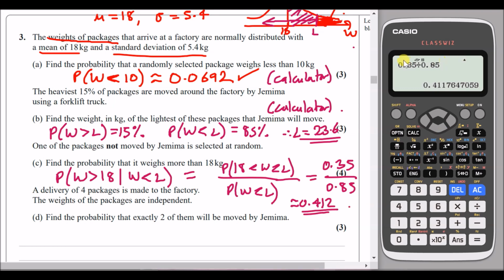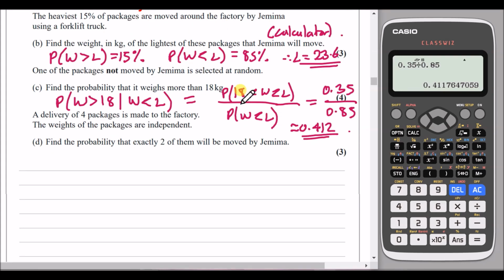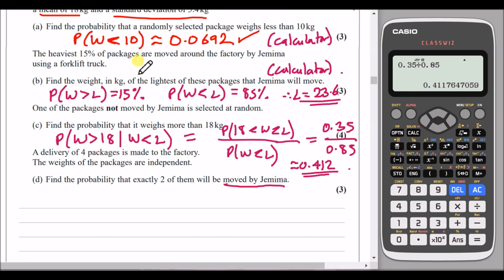Cool. Now finally, guys, the last part. Delivery of 4 packages is made to the factory. The weights of the packages are independent, meaning they can be put in any order. So the guy could have put them in any random order, literally any order. Now find the probability that exactly 2 of them would be moved by Jemima. Okay, so we need to firstly identify what the probabilities are. When they say moved by Jemima, this is still talking about the heaviest 15%.